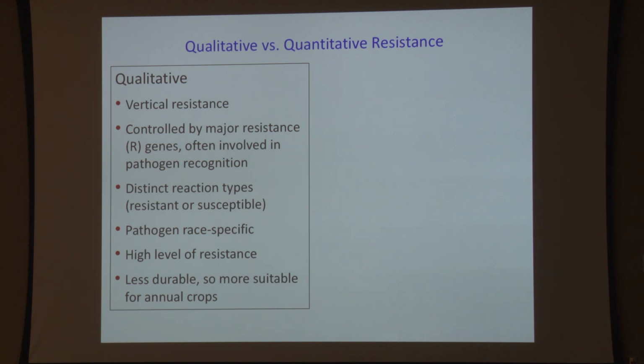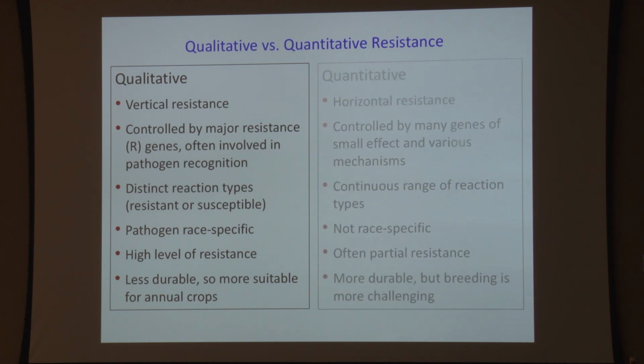Usually a high level of resistance, but less durable. So one consequence of that is that it's more suitable for annual crops that can be replaced more frequently, something like corn or wheat or soybeans, as opposed to grapes or apples, which are perennials.